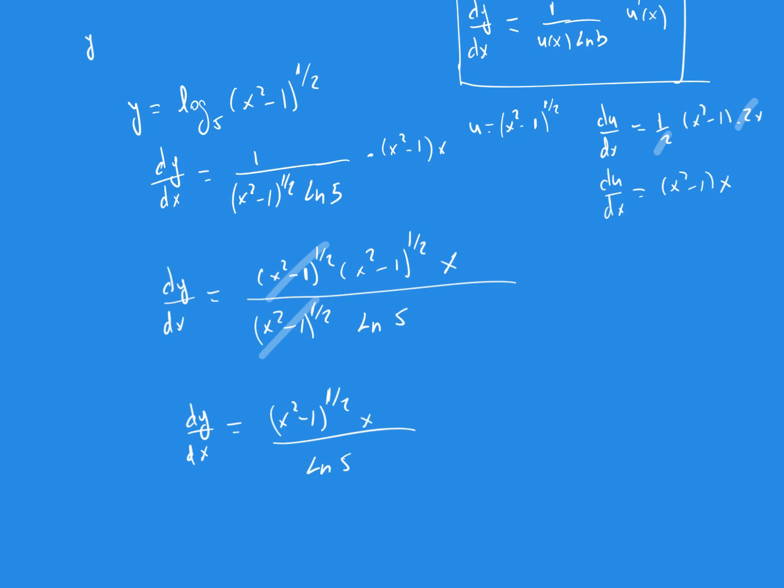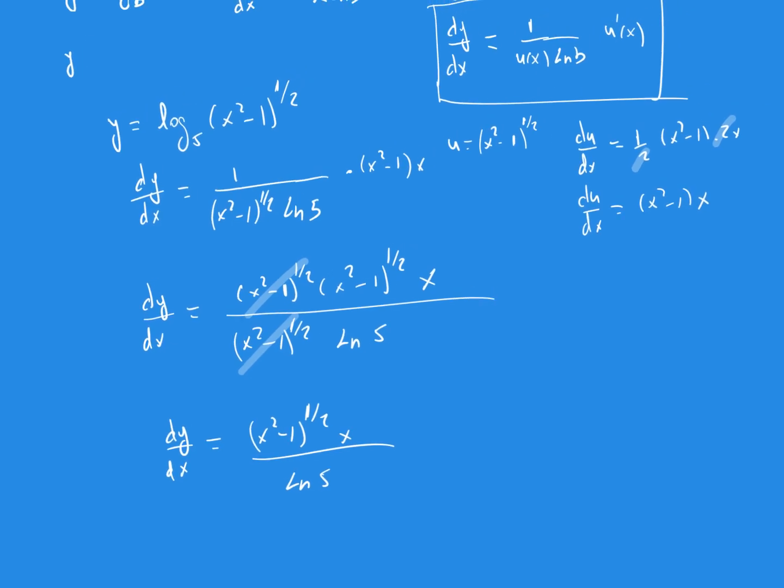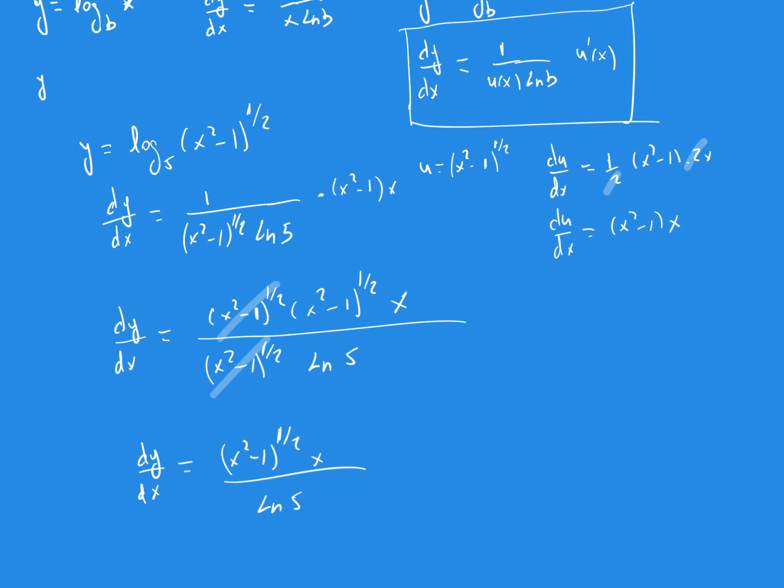But I made a mistake. The derivative of u with respect to x is 1/2 times x squared minus 1 raised to the power 1/2 minus 1, which is minus 1/2. Let me correct here, minus 1/2. So let me correct, I'm sorry. So it will be x squared minus 1 by x, yeah, and here is minus 1/2.